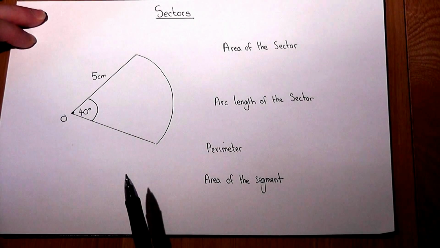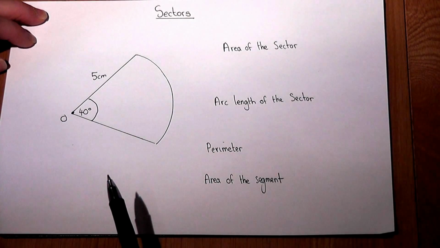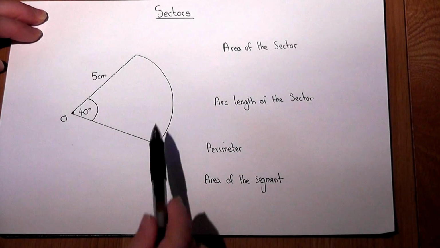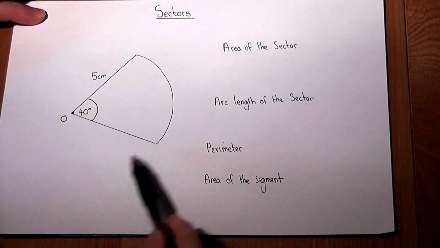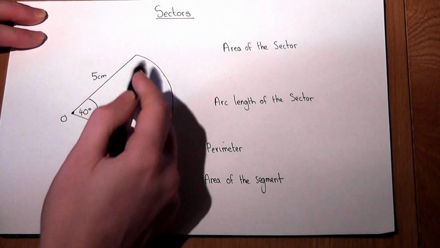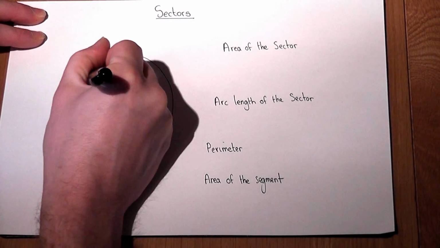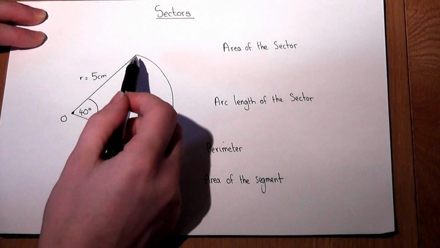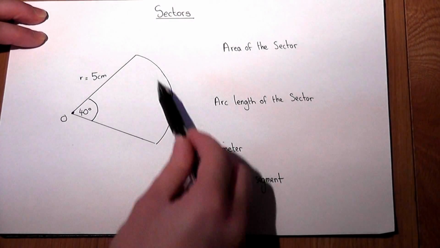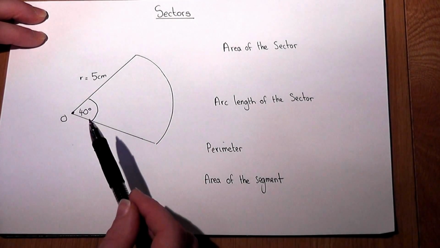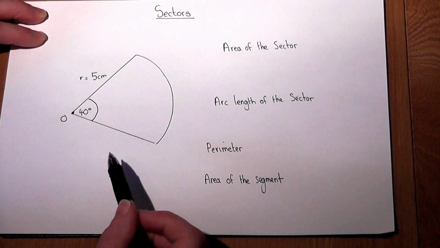This video talks through the main questions you can get asked linked to sectors. Now, a sector is just a fraction of a full circle. So this 5 is effectively the radius of the circle from which it comes from. Now, if you're asked to find the area of this sector, then it requires quite a simple calculation.